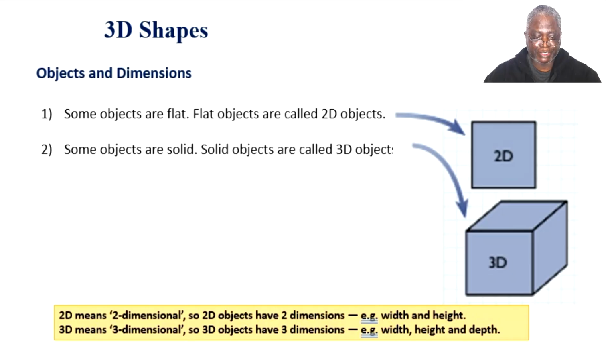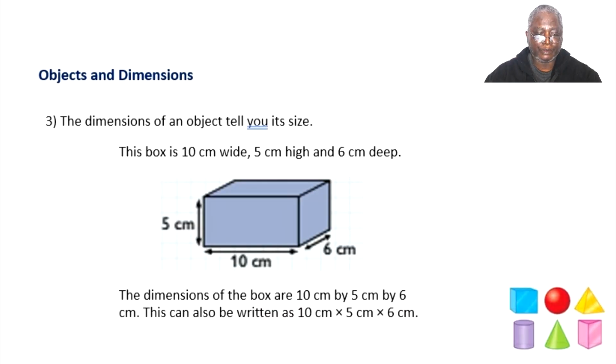You need to understand that 2D means two-dimensional, so 2D objects have two dimensions. Example, width and height. 3D means three-dimensional, so 3D objects have three dimensions. Example, width, height, and depth. The dimensions of an object tell you its size.